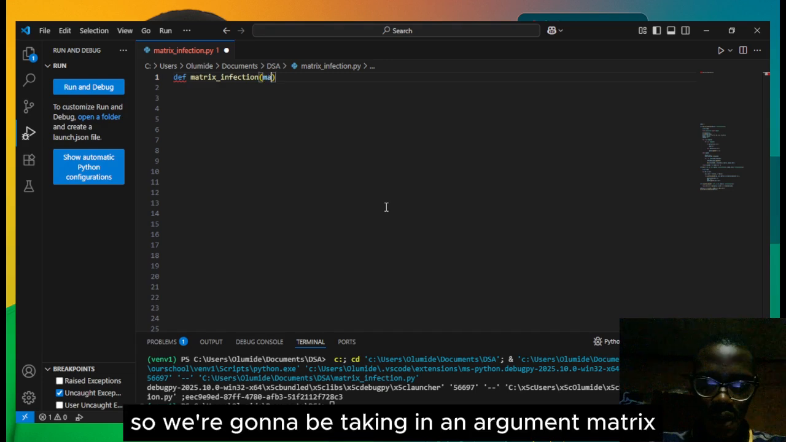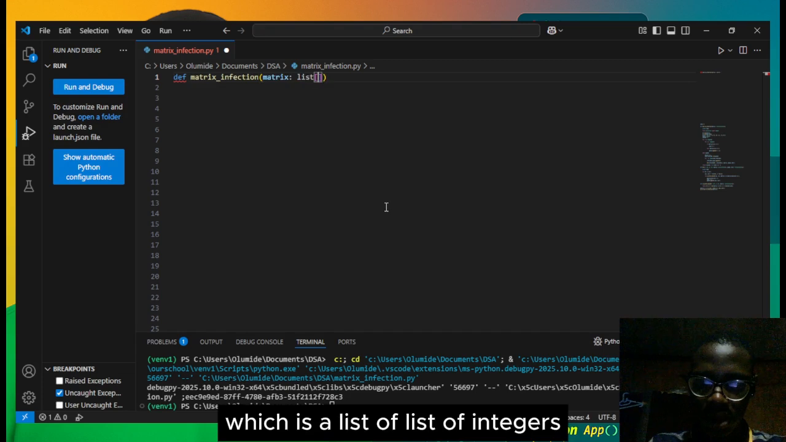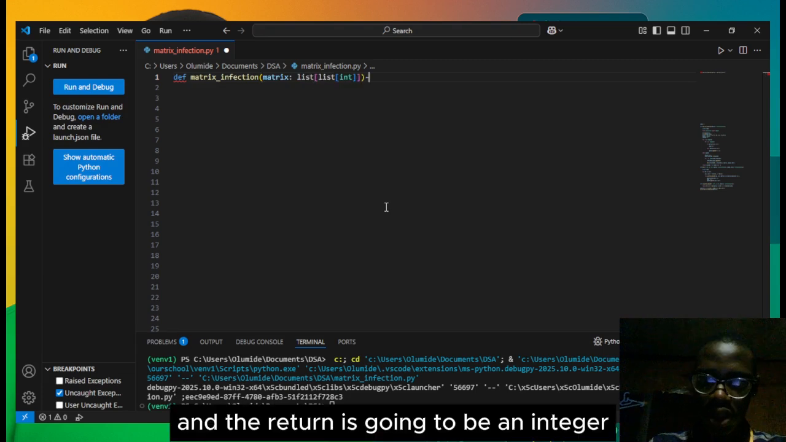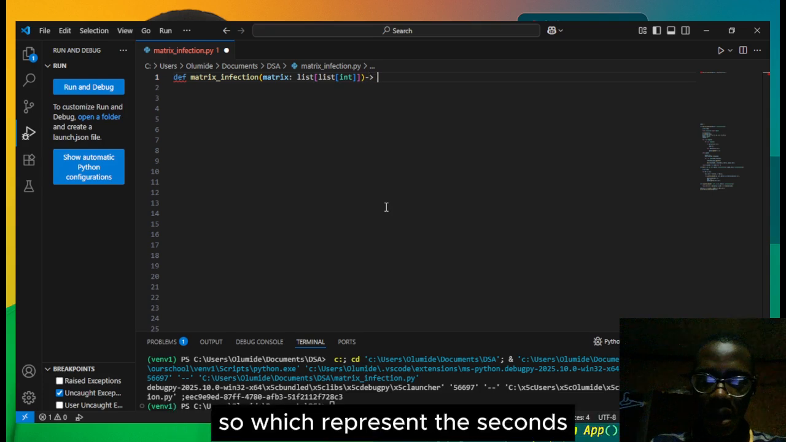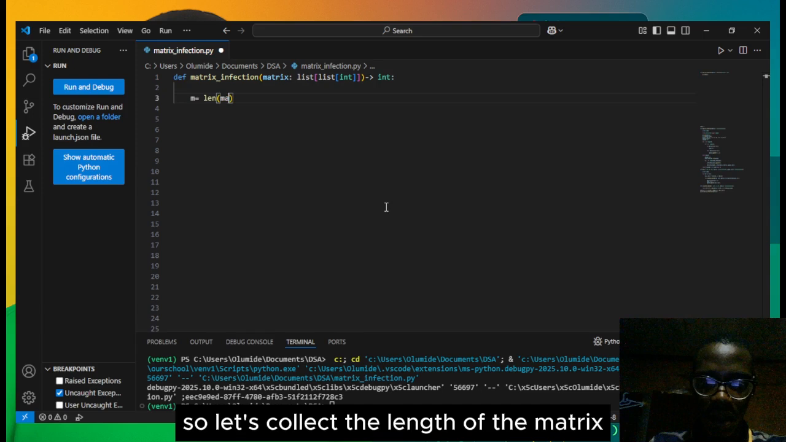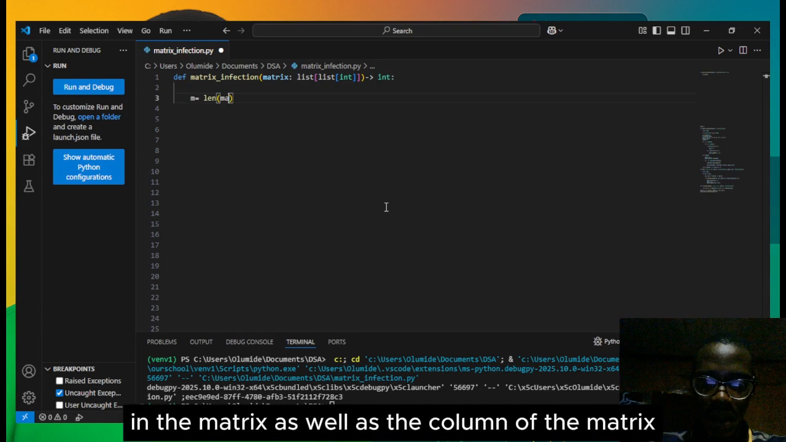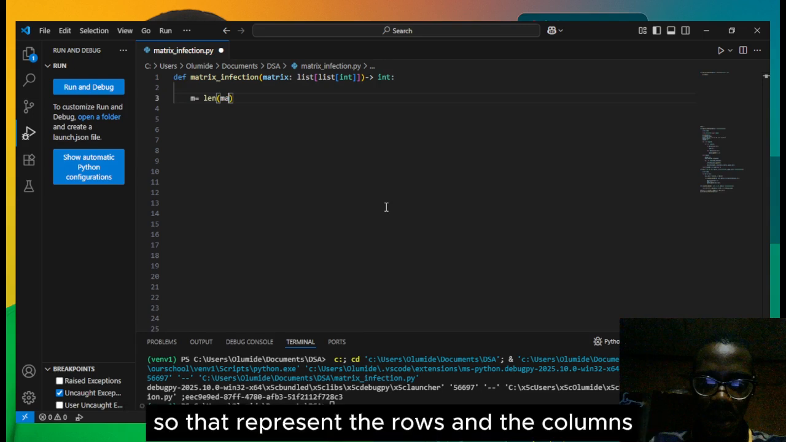So we're going to be taking in an argument matrix, which is a list of integers, and the return is going to be an integer, which will represent the seconds. So let's collect the length of the matrix, which represents the rows, as well as the columns of the matrix.